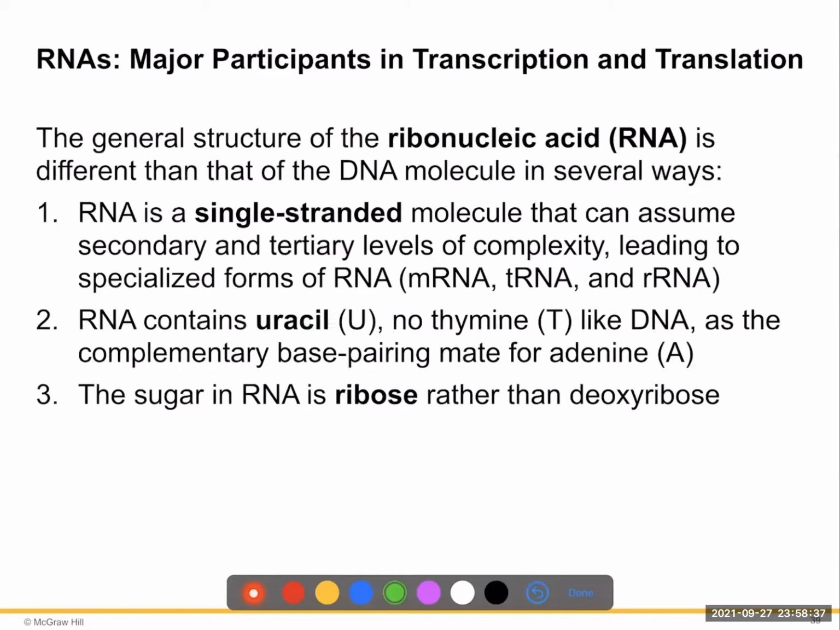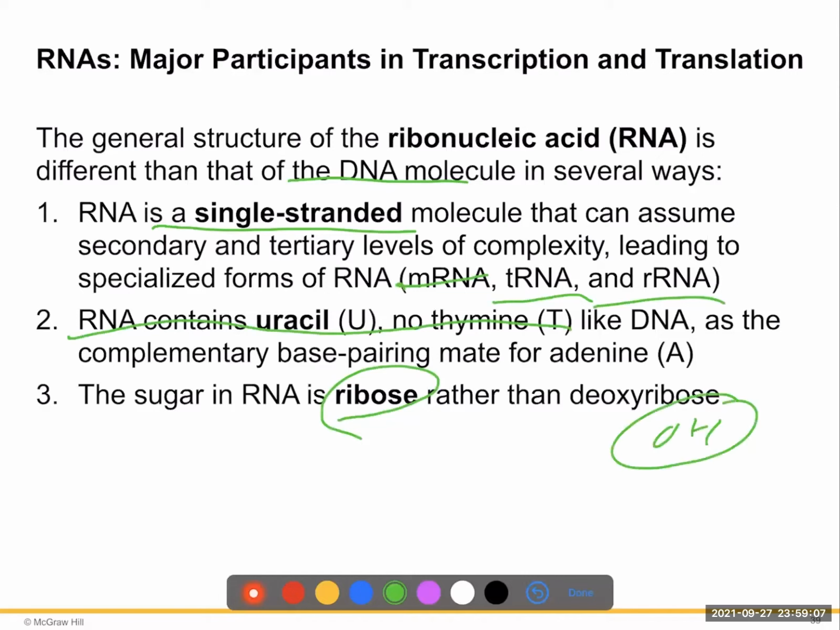Okay. General structure of ribonucleic acid, RNA, is different than DNA. We talked about it a little bit, remember? RNA is single-stranded, DNA is double-stranded. We can have messenger RNA, transfer RNA, and ribosomal RNA. RNA contains uracil instead of thymine. DNA contains thymine. And the sugar in RNA is ribose, rather than deoxyribose. Deoxyribose is missing an OH group. It's missing that oxygen. That's why it's a deoxyribose.